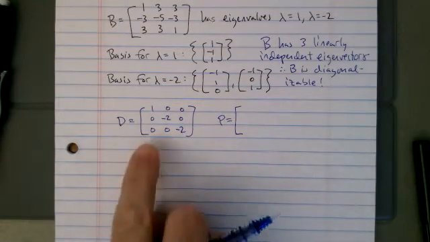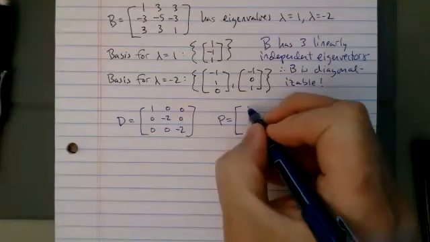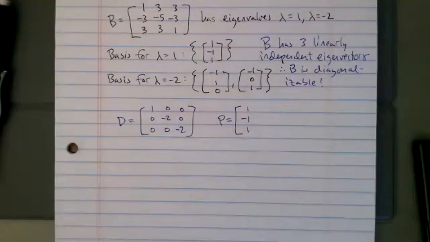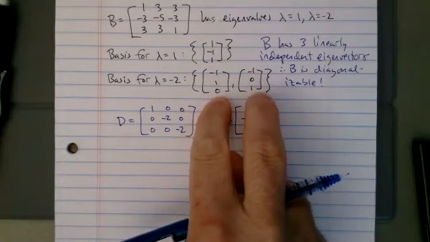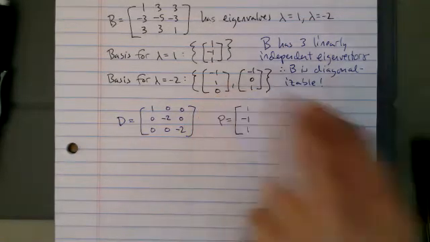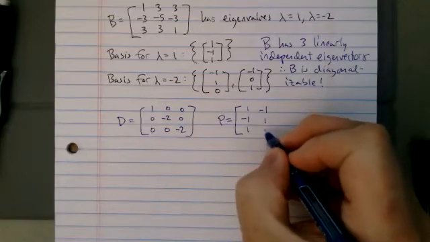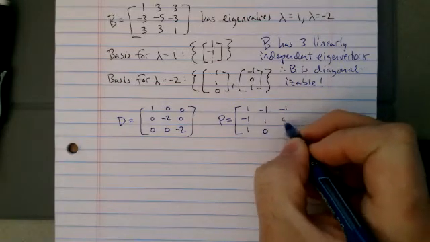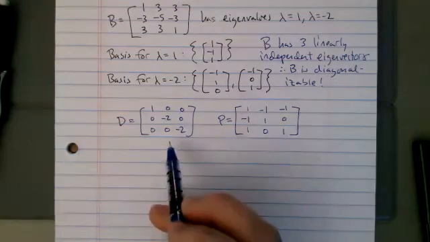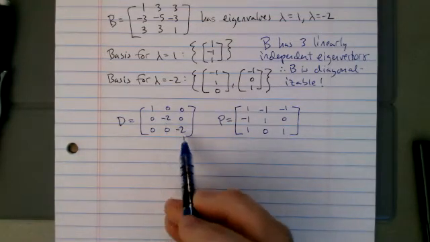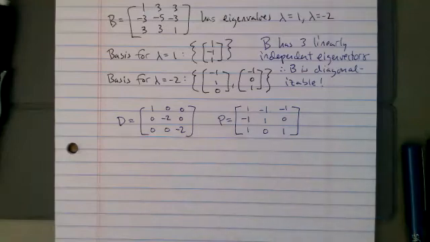So since I wrote 1 first, that eigenvector has to go in first. Then the second and third columns will be the 2 vectors in the basis corresponding to lambda equals -2. So I'll put in -1, 1, 0, and -1, 0, 1. And that's it. Since lambda equals -2 corresponds to a 2-dimensional eigenspace, I put lambda equals -2 in the diagonal matrix twice.